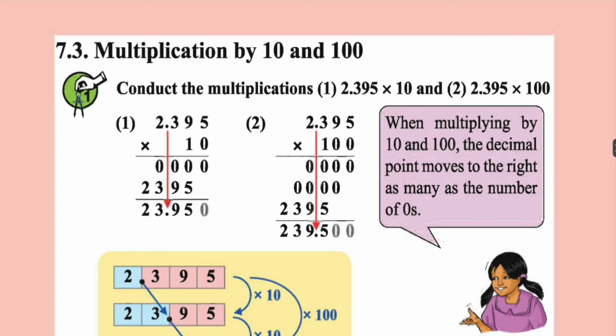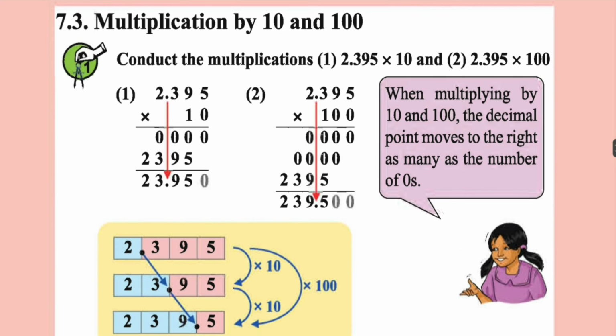Multiplication by 10 and 100. Okay, when you multiply it with 10, what will happen? If you do the vertical multiplication, all are zeros. This is 2395. See here, there is one trailing 0, so this becomes 23.95. So the decimal point is moved by 1 digit towards the right when you multiply it with 10. When you multiply it with 100, the decimal point shifts towards the right by 2 decimal places, or by 2 digits.